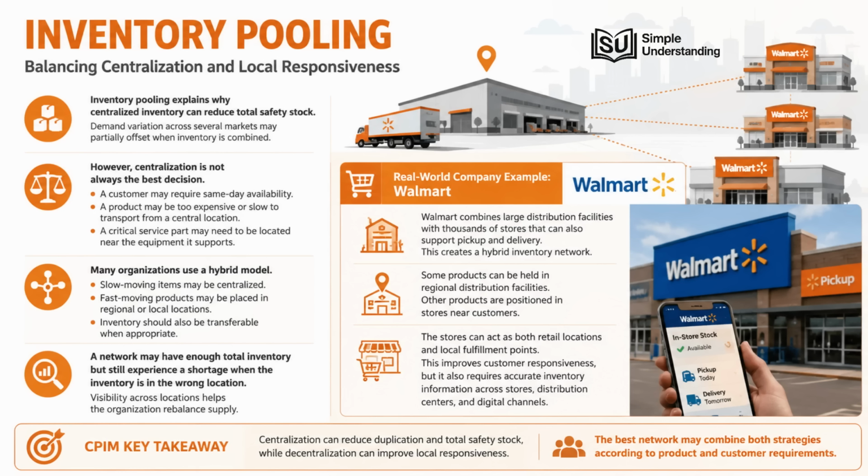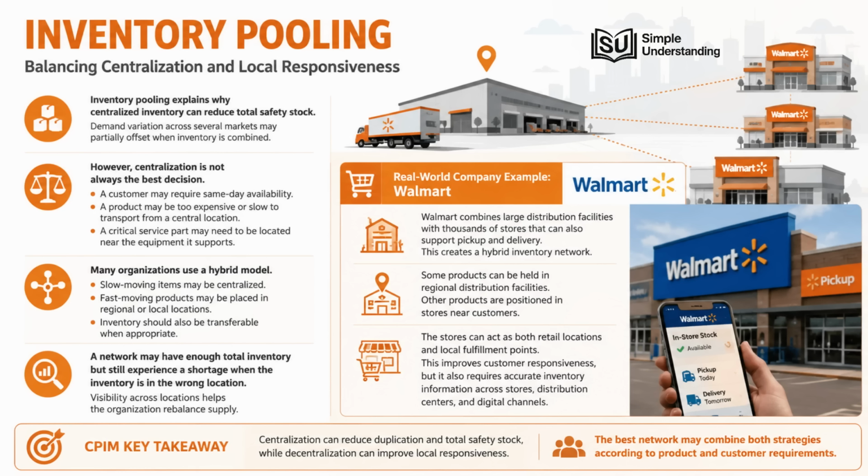However, centralization is not always the best decision. A customer may require same-day availability. A product may be too expensive or slow to transport from a central location. A critical service part may need to be located near the equipment it supports. Many organizations use a hybrid model. Slow-moving items may be centralized. Fast-moving products may be placed in regional or local locations.